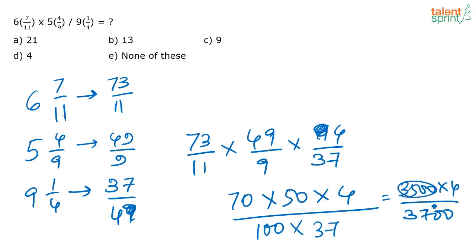So again the answer that you get here will be almost equal, correct? 3500 and 3700 are very close. 35 by 37 will be 0.9 something. So you can say that approximately the answer is going to be 4. Now look at the options. There is an option 4 here. Take that as your answer. So they have basically approximated here and arrived at the answer.